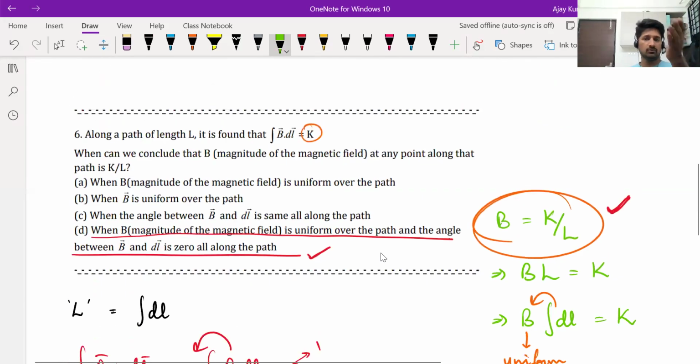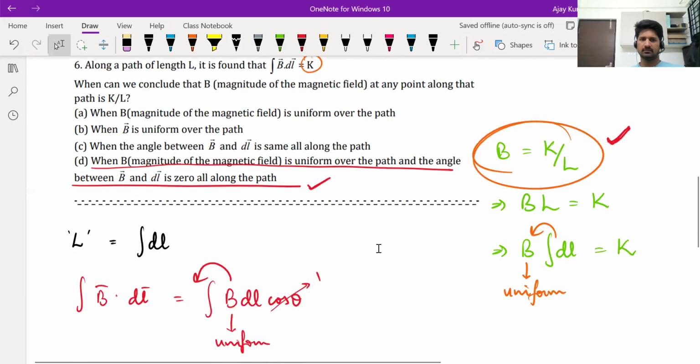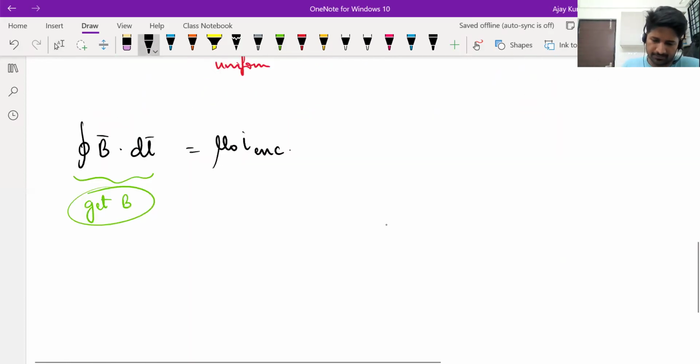Fine. Then the answer will be K by L. Now I'm not saying B should only be K by L, but for B to be equal to K by L, that's the condition. So if you want to find out magnetic field strength using Ampere's law, if you want to put it out of the integral, there are some conditions that need to be satisfied.